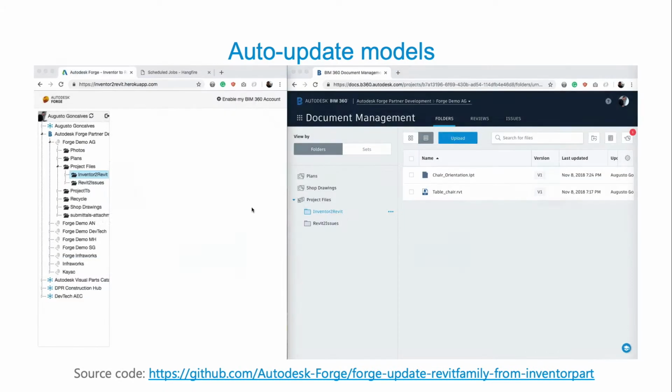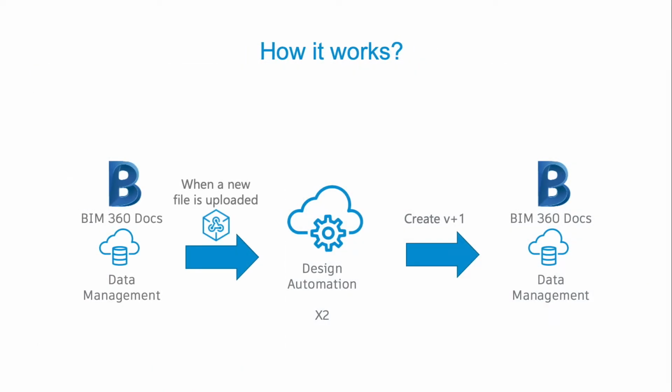So how does it work? We have BIM 360 data management with all the files that are uploaded, and we use webhooks to notify us about the new versions. We trigger design automation two times, one with Inventor and one with Revit, to extract the geometry and to update the models. And as soon as we have the model updated, we create a version plus one of that model and send it back to data management on BIM 360 Docs.